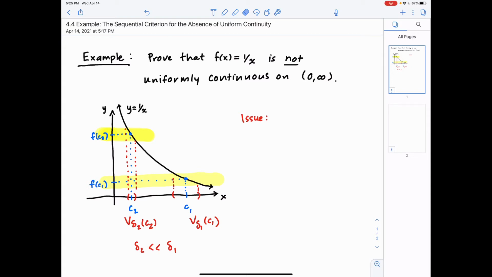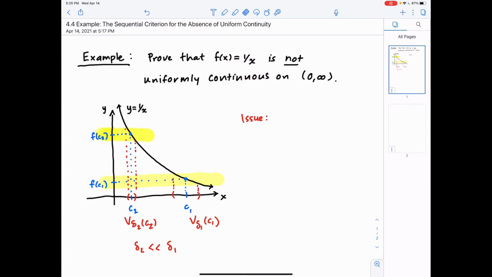So in this video, we're going to talk about an example. We've actually already discussed the issue that f of x equals 1 over x is not uniformly continuous on the interval 0 to infinity, or on any domain for which 0 is a limit point of that domain. But we haven't proven it rigorously, and so I'm going to introduce you to a tool in this video for how you can do that. It's called the Sequential Criterion for the Absence of Uniform Continuity.